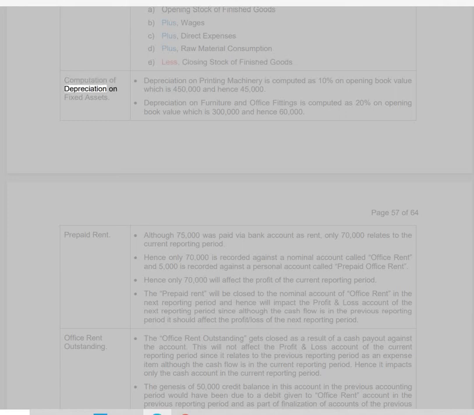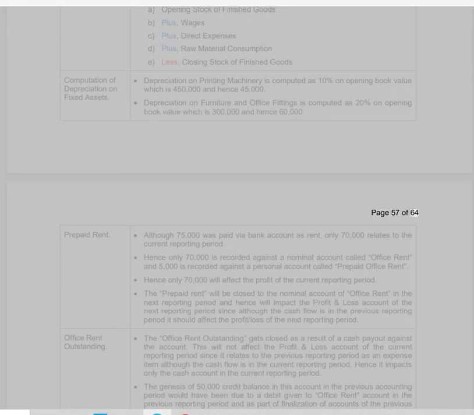Computation of depreciation on fixed assets. Depreciation on printing machinery is computed as 10% on opening book value, which is $450,000, and hence $45,000. Depreciation on furniture and office fittings is computed as 20% on opening book value, which is $300,000, and hence $60,000.